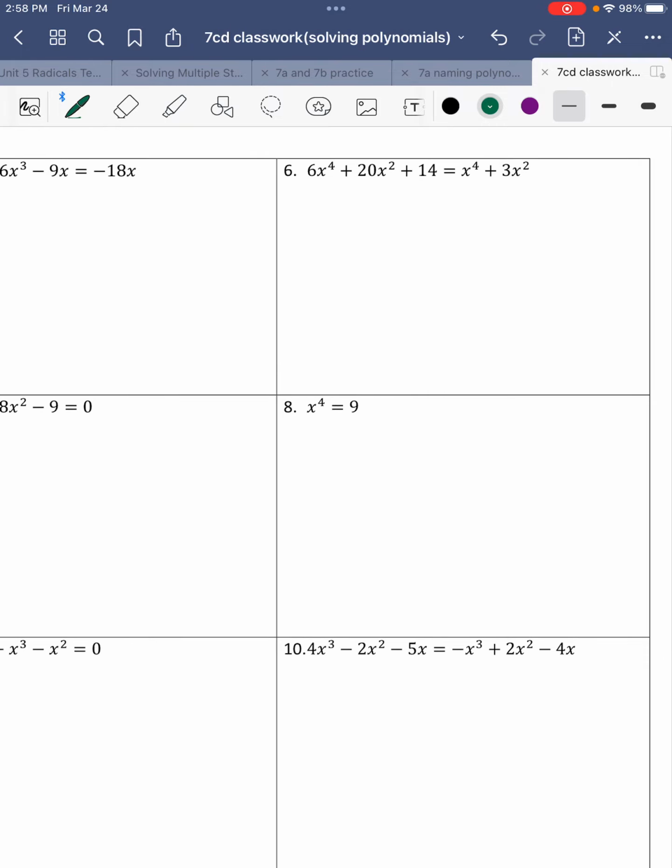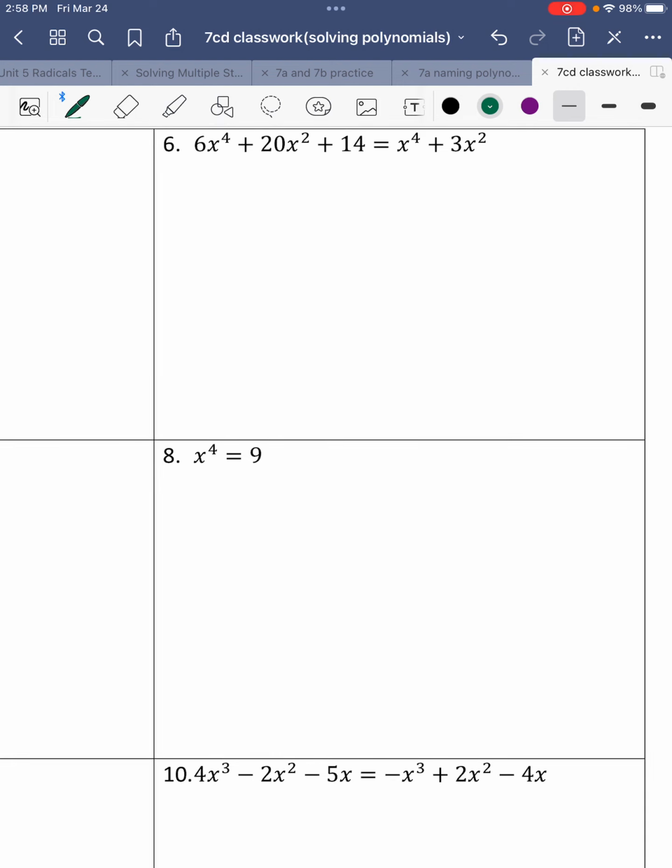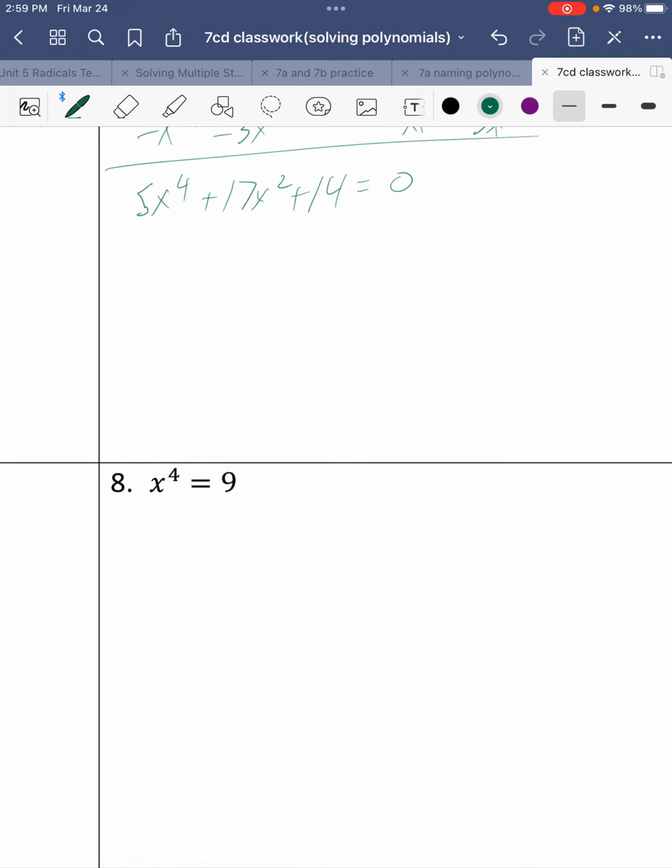And I am going to choose another problem here. So we got number 6. I'll do number 6 and number 8. So we have 5x to the fourth plus 17x squared plus 14 equals 0.